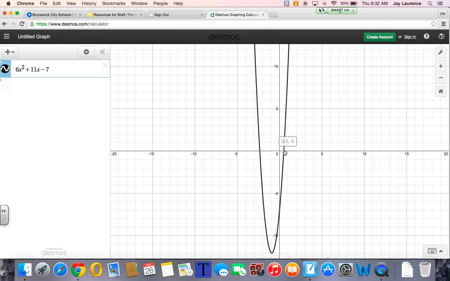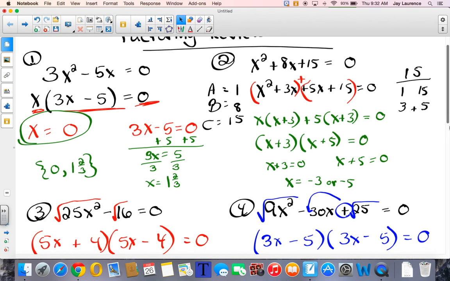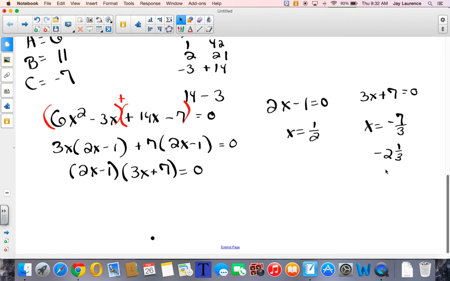Look at 1/2. I said x was 1/2, didn't I? And the other one I said was x is negative 1 2/3. Oh, negative 2 1/3, excuse me. And there it is, negative 2 1/3. Let me just make sure I got that right. Let's see, where are you? There you are, negative 2 1/3.